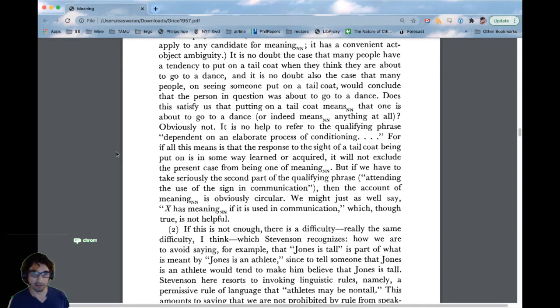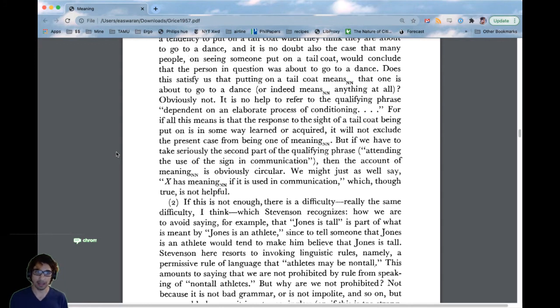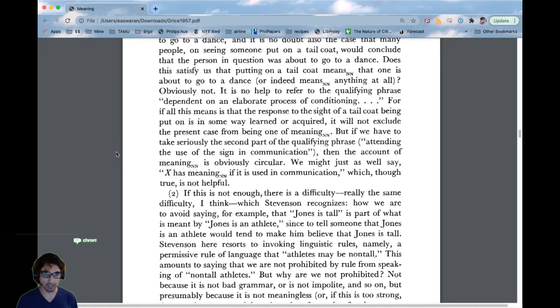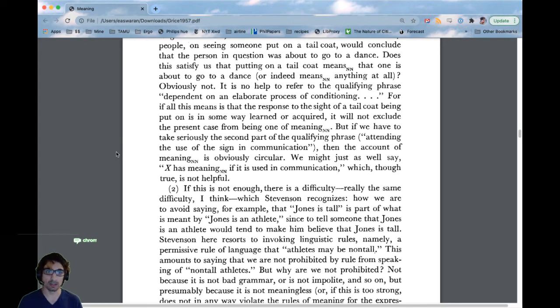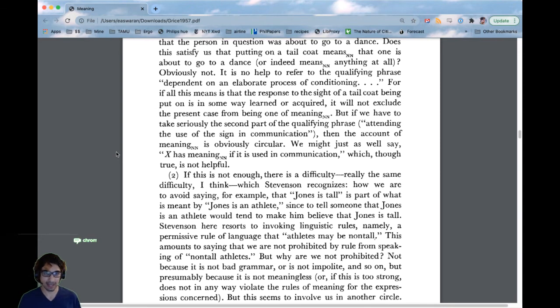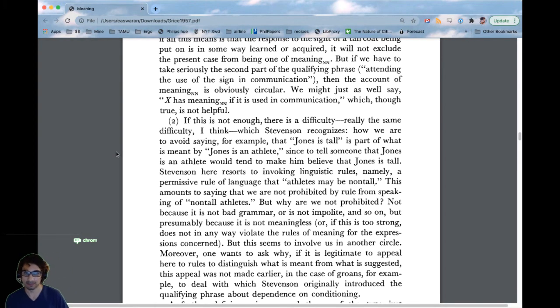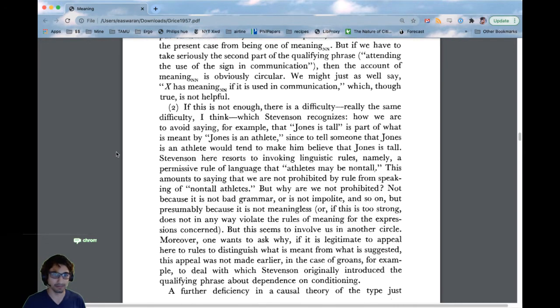It is no help to refer to the qualifying phrase dependent on an elaborate process of conditioning. For if all this means is that the response to the sight of a tailcoat being put on is in some way learned or acquired, it will not exclude the present case from being one of meaning. But if we have to take seriously the second part of the qualifying phrase, attending the use of the sign in communication, then the account of meaning is obviously circular. We might just as well say, X has meaning if it's used in communication, which is true, but not helpful. It doesn't tell us what meaning is if we say meaning is when you're communicating, because now we can just ask, well, what's communicating?